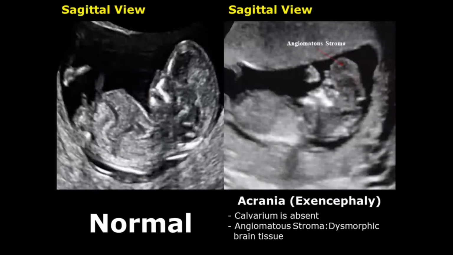Acrania or exencephaly is a condition in which the calvarium is absent but there is presence of abnormal brain tissue. This is the abnormal brain tissue, and this is called angiomatous stroma.